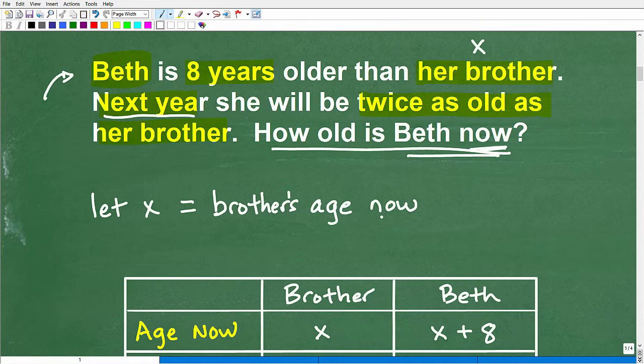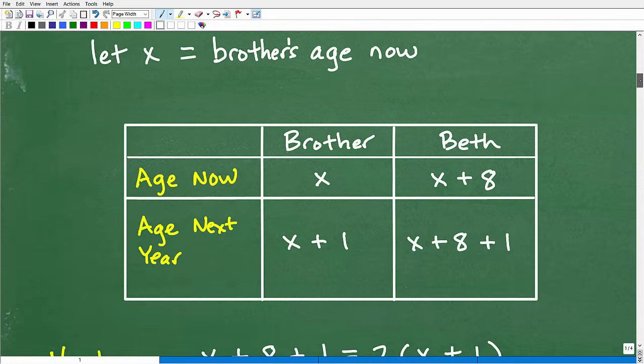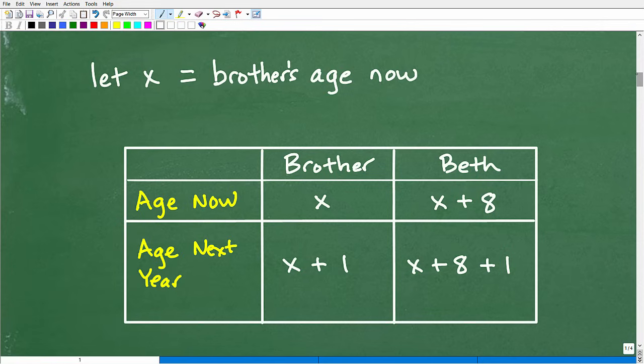With that being stated, if I knew her brother's age right now, I know she's 8 years older than whatever her brother's age is. So if I get this x, I can definitely determine Beth's current age, because I would just add 8 years onto her brother's age. Now when you're dealing with an age word problem or any kind of algebra word problem, it's very useful to organize the situation in a nice table. Okay, so let's take a look at this table. This is a very classic setup to solve these problems. Once you understand this setup, you can use tables in algebra to solve these word problems. So let's take a look at the information. We have the brother, and we have Beth. And we have two time frames: now, their ages right now, and their ages next year.